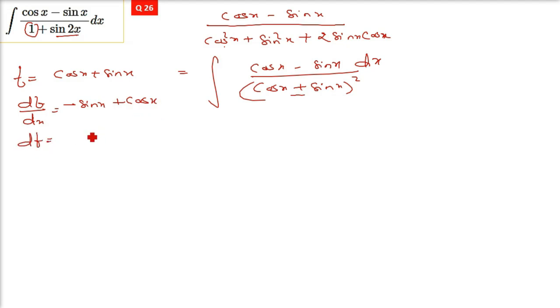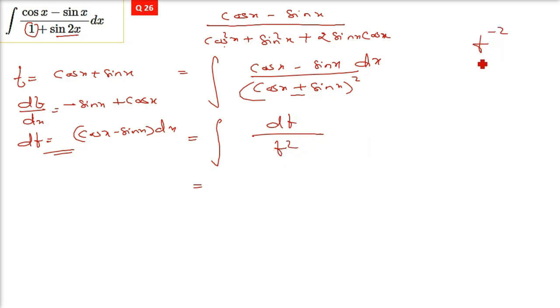You can take this dx on the other side. This will be (cos x minus sin x) dx. So this dt is the numerator, and the integration will be dt divided by t square. Cos x plus sin x is t only. So t square goes up as t raised to minus 2, and the integration of this will be t raised to minus 2 plus 1 divided by negative 2 plus 1. So t raised to minus 1 by minus 1, this will be negative 1 by t after integration plus constant of integration, so you can directly write it as negative 1 by t.